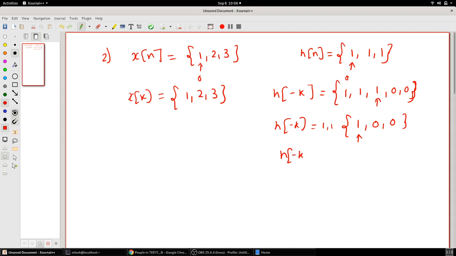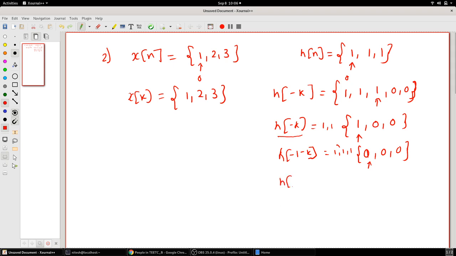I can do this way. If I do h of minus 1 minus k, it's a left shift. I would have got a sequence where your brackets have got all zeros in it, and ones are waiting on the left hand side to enter. So this would have given me a 0 output anyway, right? So my real output starts from n equal to 0. So that is h of minus k.